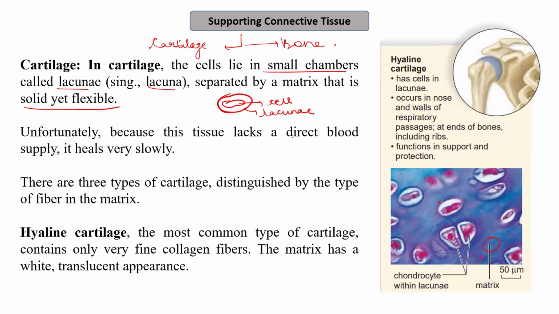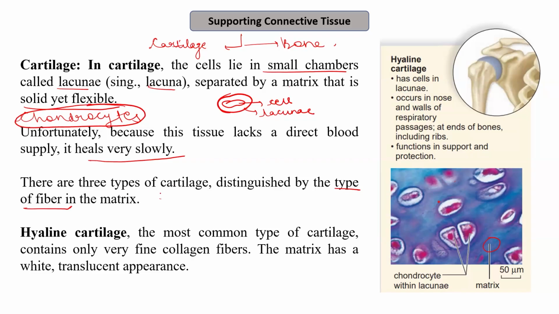Unfortunately, because this tissue lacks a direct blood supply, it heals very slowly. There are three types of cartilage distinguished by the type of fiber in the matrix. We know that there are different types of fibers like yellow elastic fibers, collagen fibers, and reticular fibers. Based on the type of fibers present in the matrix, the specialized cells present in the cartilage are the chondrocytes. These are the cells that help in the production of cartilage.